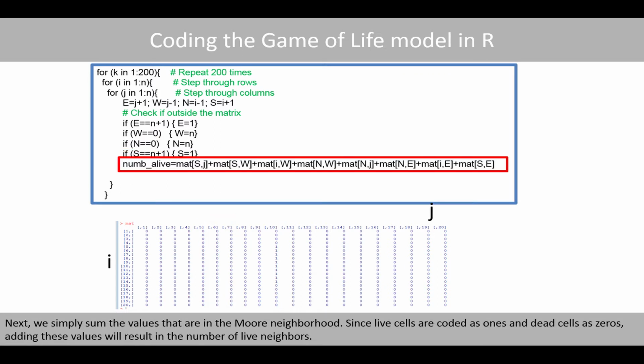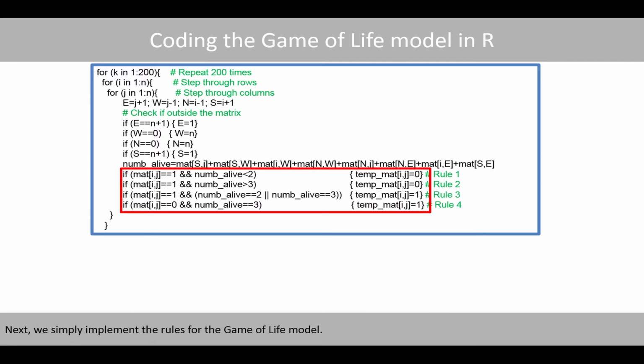Next, we simply sum the values that are in the Moore neighborhood. Since live cells are coded as 1s and dead cells as 0s, adding these values will result in the number of live neighbors. Next, we simply implement the rules for the game of life model.